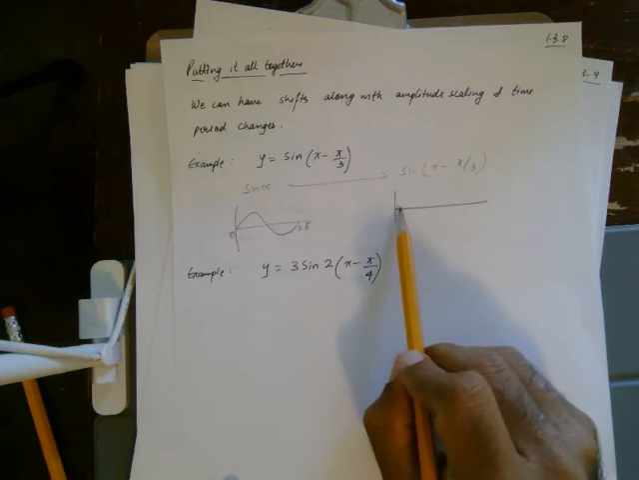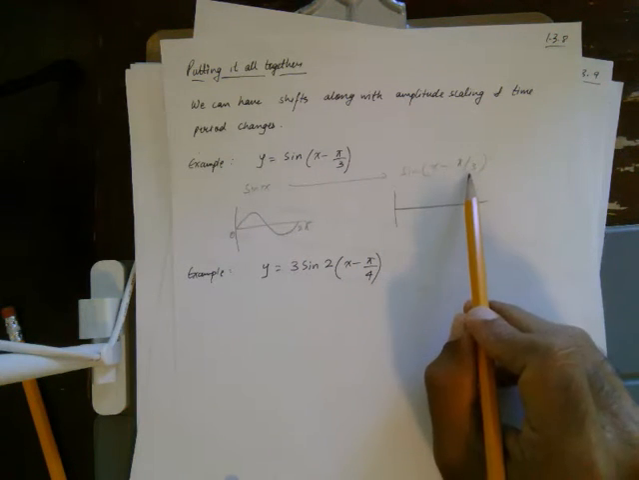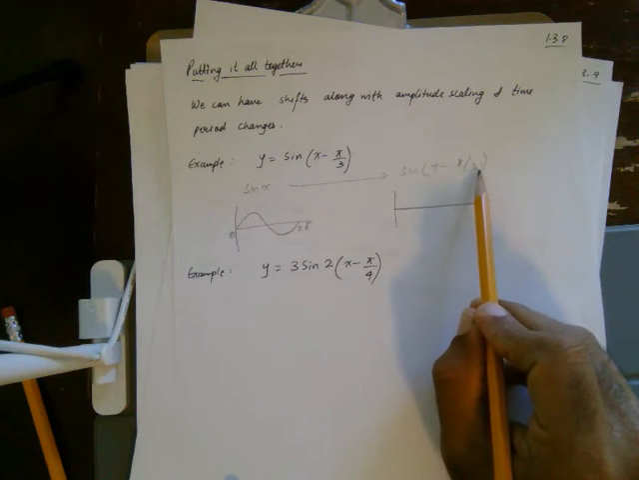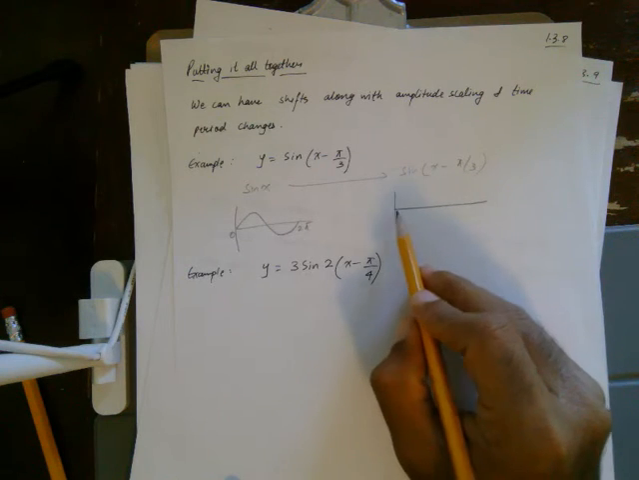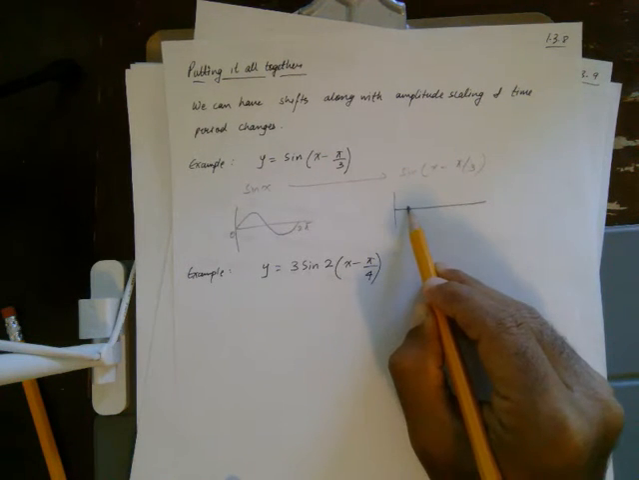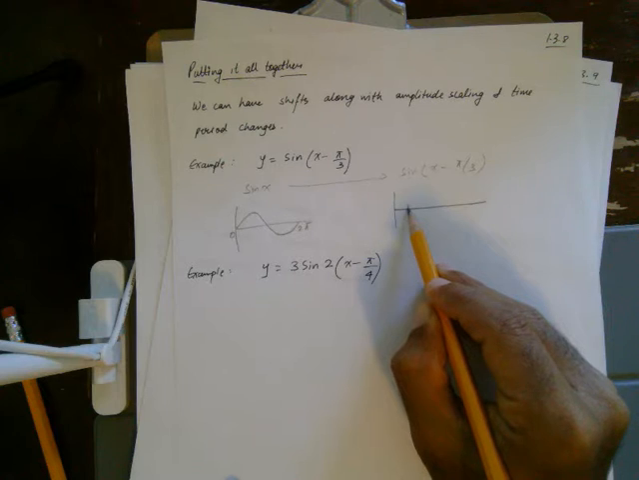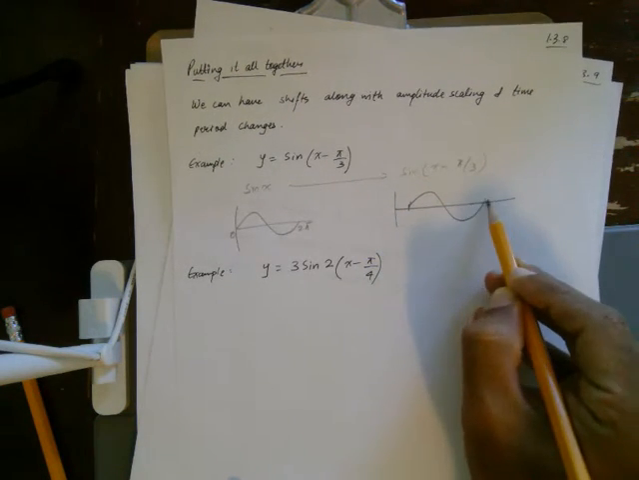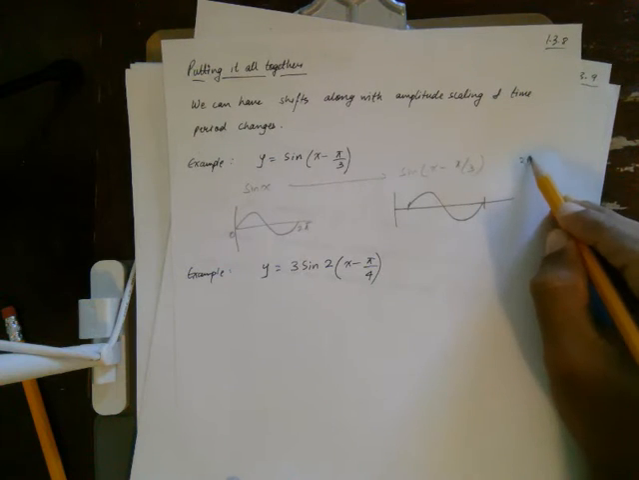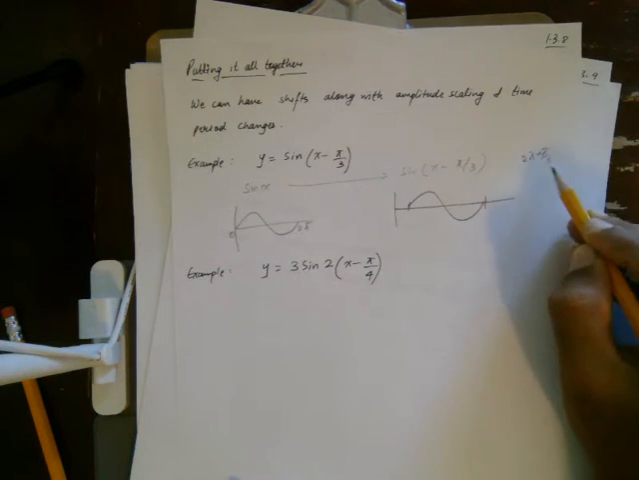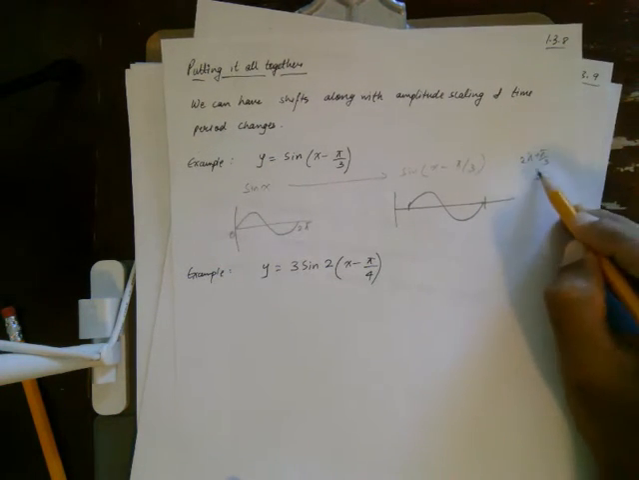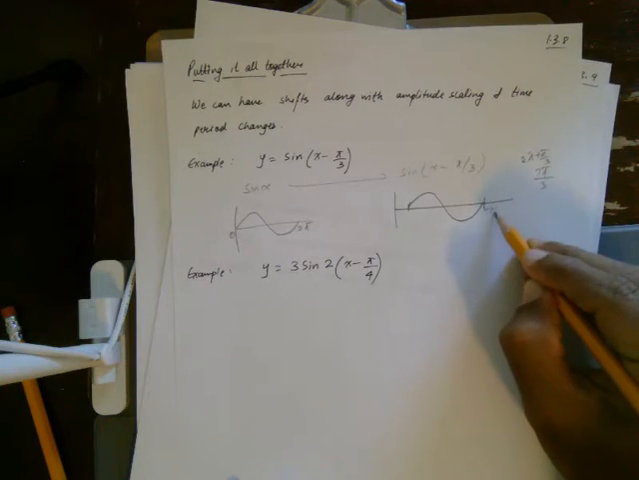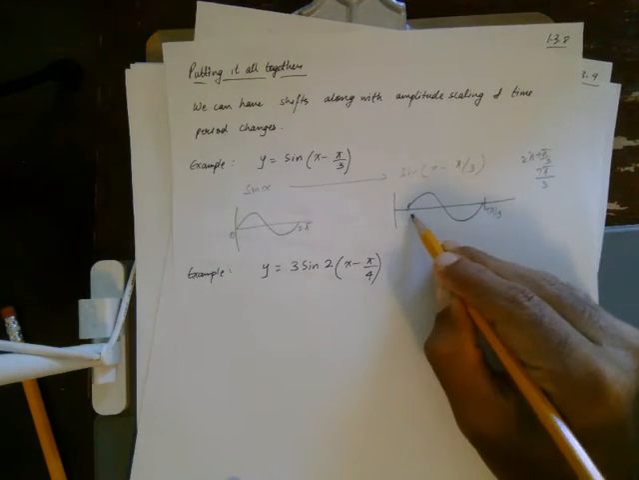So if you move this graph to the right by pi over 3, right? So it's going to be somewhere here. So it starts at pi over 3. To find this point, you just add pi over 3 to 2 pi, and that's 7 pi over 3. And this is pi over 3.